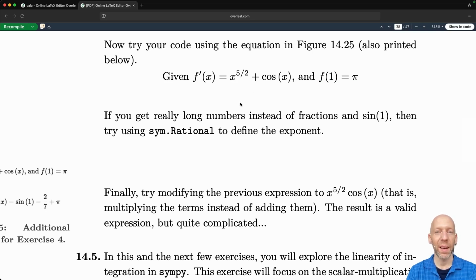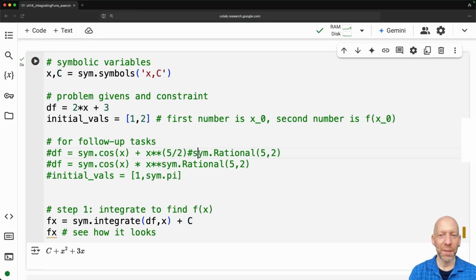This is just a little thing in SymPy, and I'll talk about this in a moment. But this is part two. Part three of this exercise is to repeat the same code again, with almost exactly the same function, but now you multiply these two terms instead of adding them together. Let's just see what happens. It gets quite complicated.